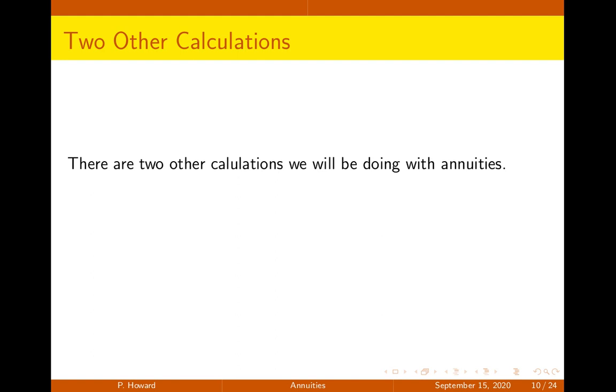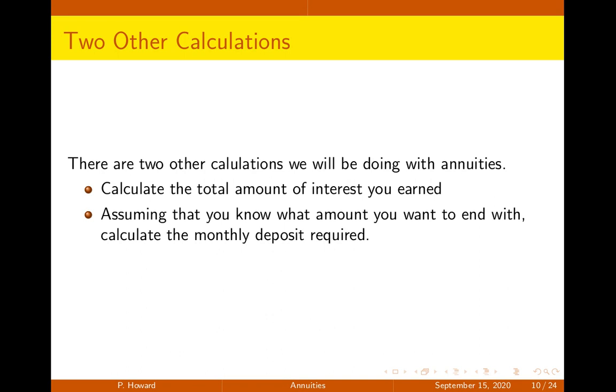Okay, besides calculating the ending value, there are two other calculations that we will be doing with annuities. We will be interested in calculating the total amount of interest you earned. And we will be interested in finding what your monthly contribution has to be if you have some ending value in mind. So if you have a goal, if you want to have $1 million in 40 years, it would be nice to know how much you would have to contribute each month.